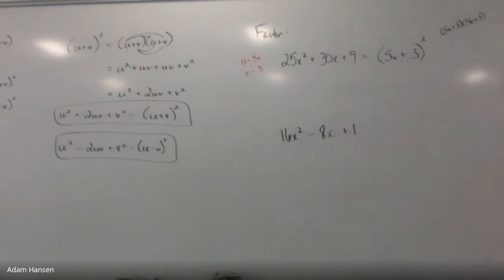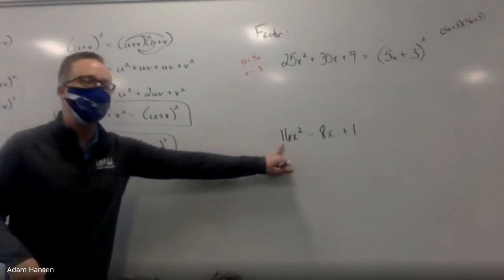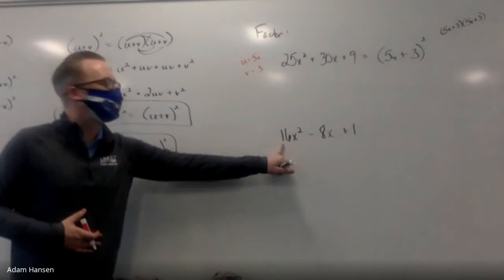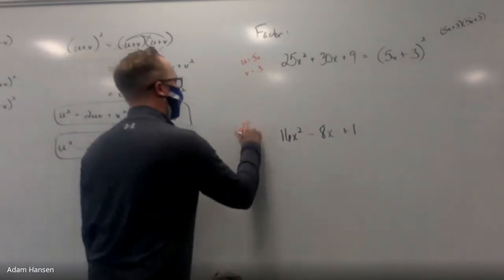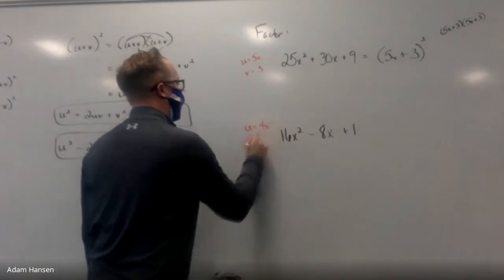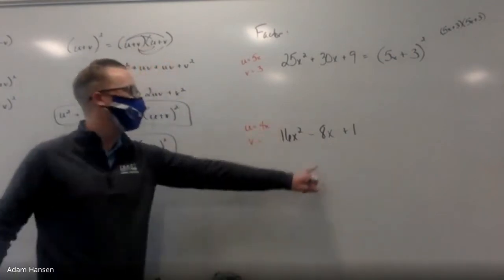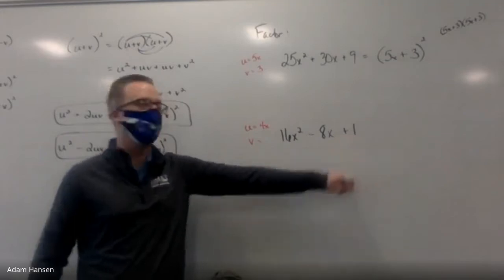Start over. 16x squared minus 8x plus 1. Factor 16x squared minus 8x plus 1 as a perfect square trinomial. So let's write down the u and v. I've got 16x squared. Aiden, what times what makes 16x squared? 4x. But the v, Eli, what times what makes 1? 1.